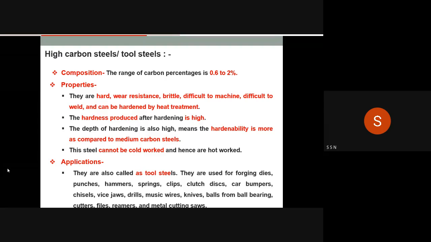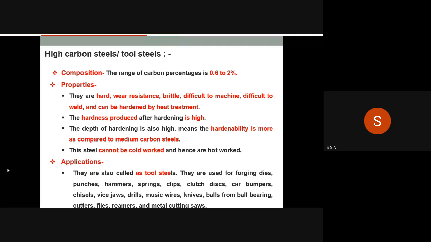Applications of high carbon steel. They are also called tool steel. That's why they are mostly used for the preparation of tools, such as forging dies, punches, hammers, spring clips. Other applications include clutch discs, car bumpers, chisels, vice jaws, drills, music wires, knives, ball bearings, cutters, files, reamers, metal cutting saws. All these tools and some other applications are made by high carbon steel.